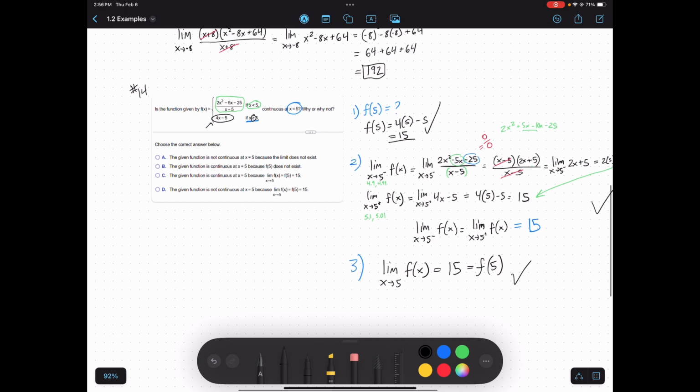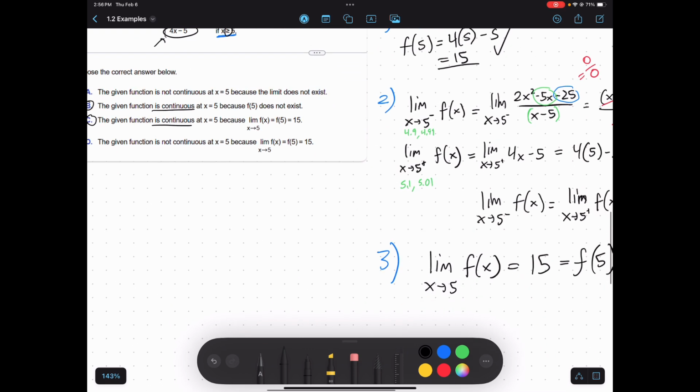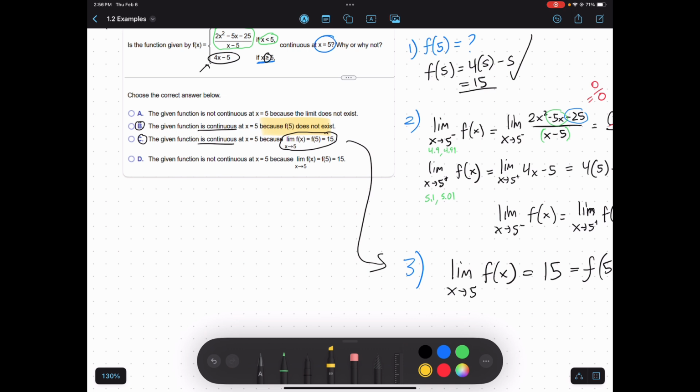And so that satisfies criteria 3. Since all 3 conditions are satisfied, the function is continuous. Now, it's one of these 2 options, right? It is continuous. We just have to make sure that we check the right one. And look at that one. Where does that look familiar? That's exactly what criteria 3 is. F of 5, you'll notice that the other reasoning is that f of 5 doesn't exist. Well, that would disqualify it from being continuous. In order for it to be continuous, f of 5 does have to exist. So in our case, the answer is C.